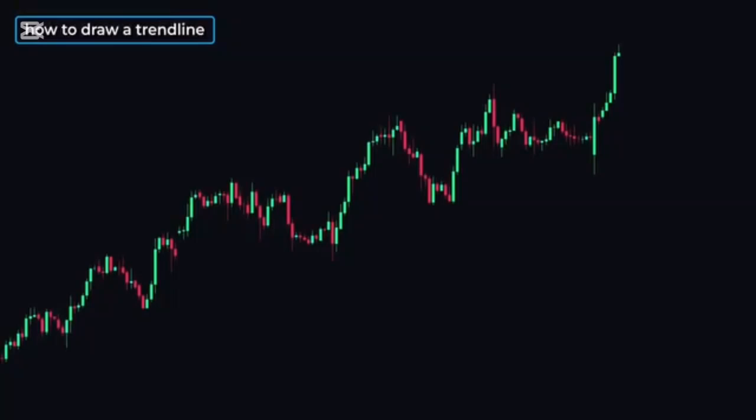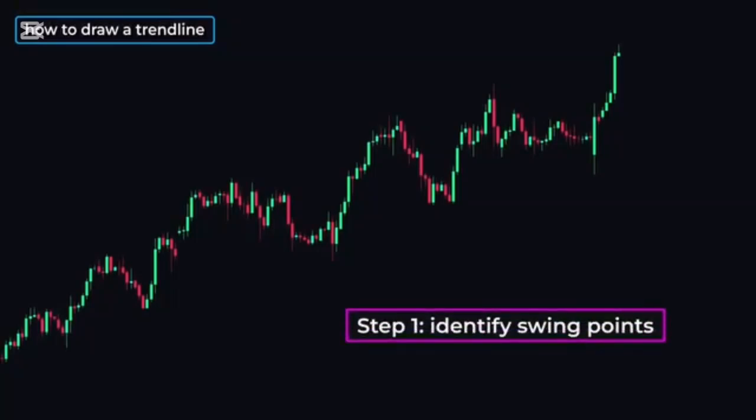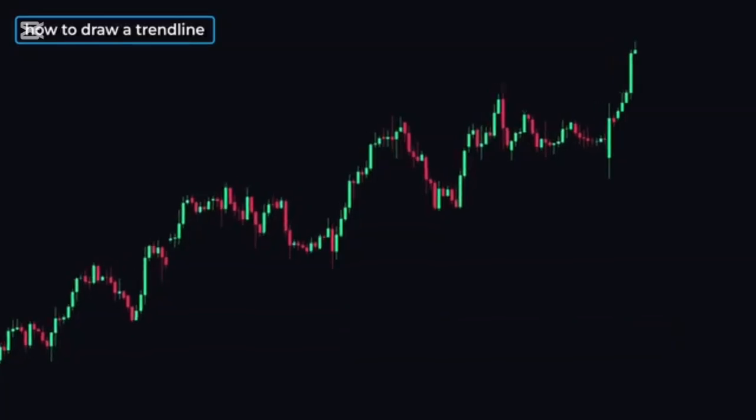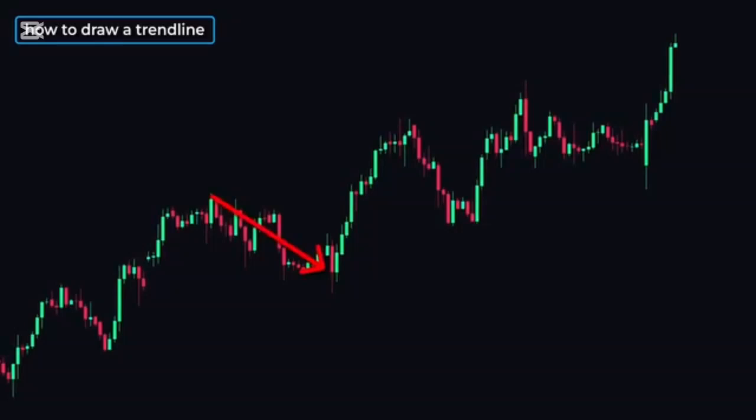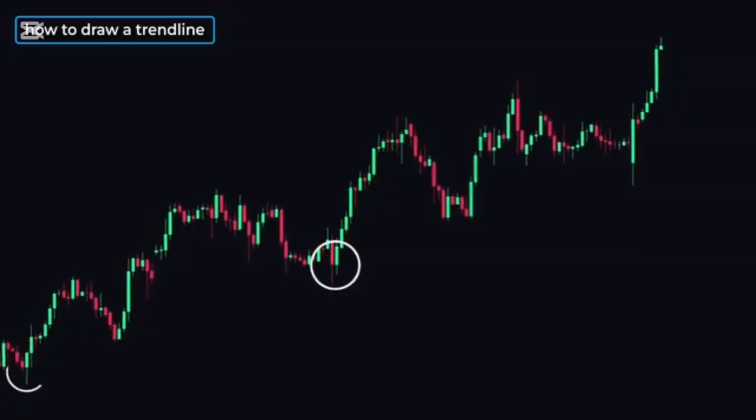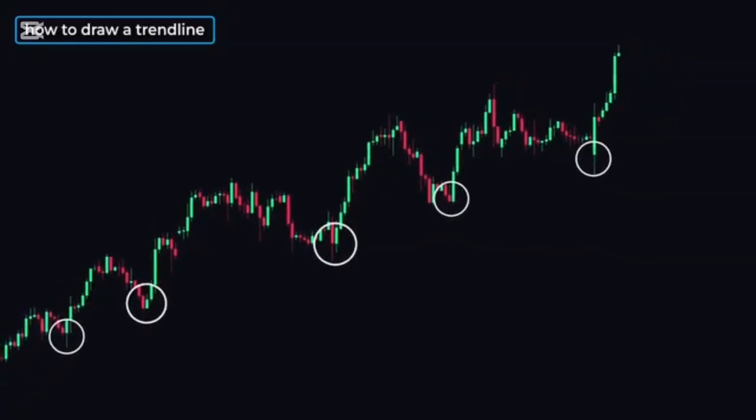To draw a trend line, we first need to identify something called swing points in the price. A swing point is when price moves into an area and then moves away from it. For example, here we can see that price went down and then reverses back up. Now, this lowest point before the price moves away is called a swing low. Our job is to find as many of these swing points as possible on the chart. And in this case, we can see multiple swing lows right here.